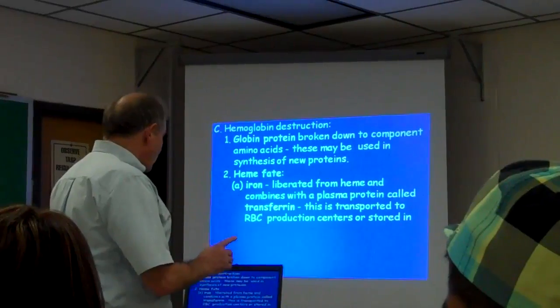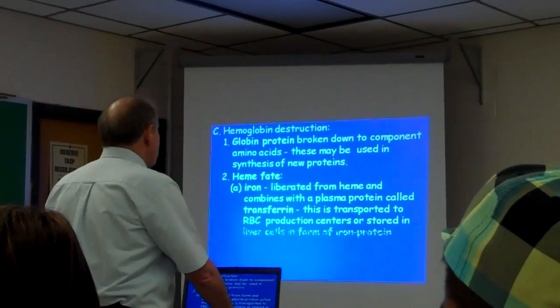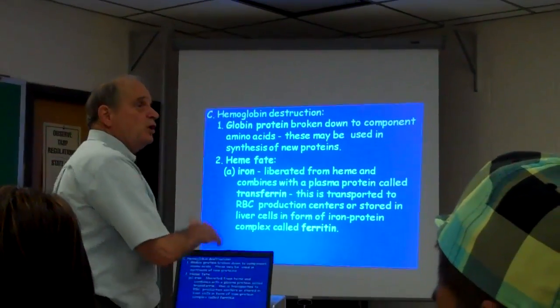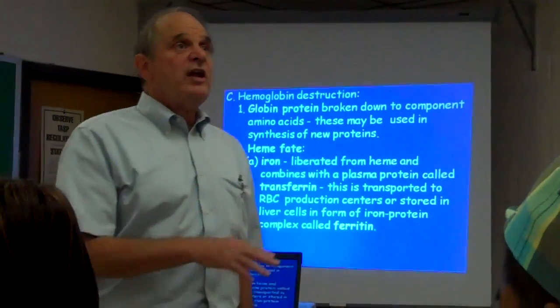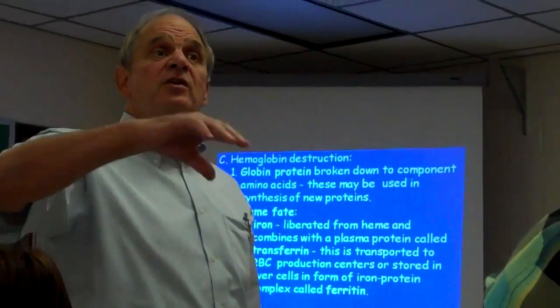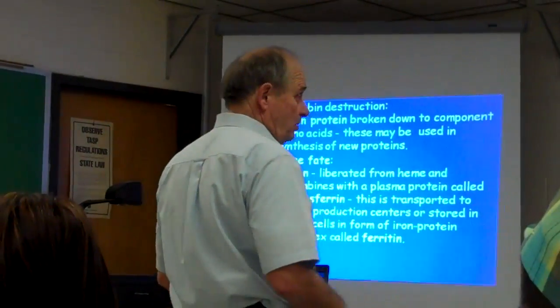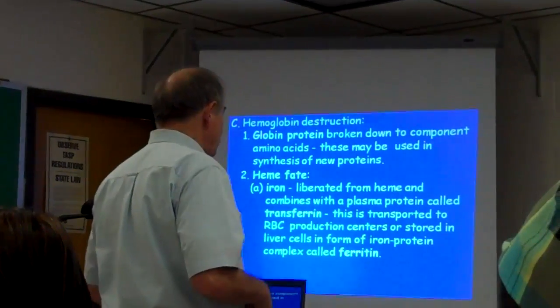All right, now right here, iron is stored in, let's say, the liver cells in the form of an iron protein complex called ferritin. Transferrin, that's easy to remember. Transferrin transports, ferritin stores. So that's pretty easy to remember. That's pretty easy to hang on to.